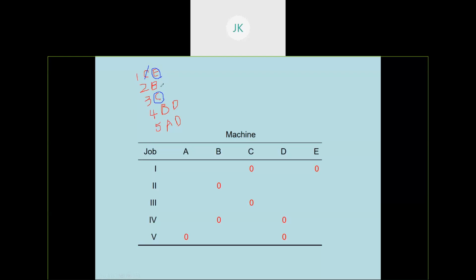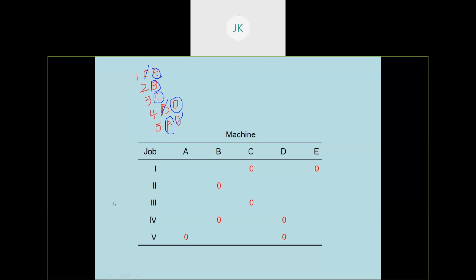Then how about here? Only B is available for job 2, so this one is not available, and this one becomes the only one, so assign it. So assign job 1 to E, 2 to B, 3 to C, 4 to D, 5 to A.